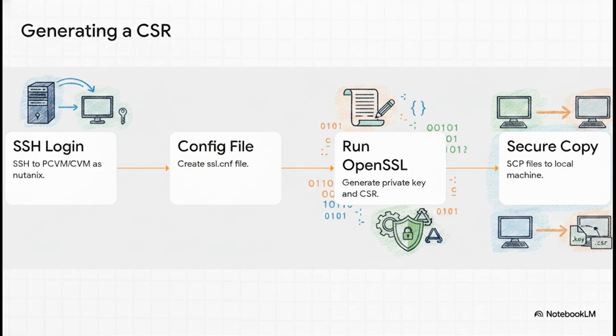This file holds all your organizational details. And let me tell you, getting this right the first time saves you the massive headache of having to revoke and reissue everything later. After that, you run OpenSSL commands to generate your private key and the CSR itself. And finally, you use SCP, Secure Copy Protocol, to pull those resulting .key and .csr files down to your local machine. Once you have them locally, you can finally send that CSR off to your certificate authority.